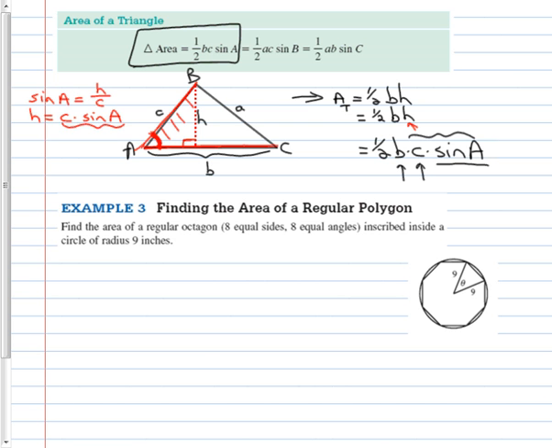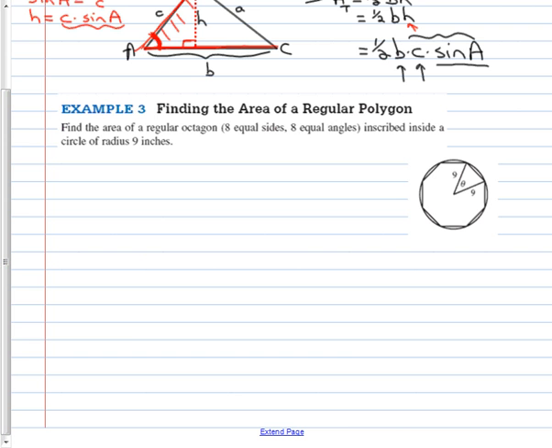So find the area of this regular polygon using this new formula. There are different ways of doing it. The area of a regular octagon, 8 sides, 8 angles, all equal, inscribed inside a circle that happens to have a radius of 9. So here it is. They want to know the area of this whole octagon. Well, let's see if we can get the area of that little triangle right there.